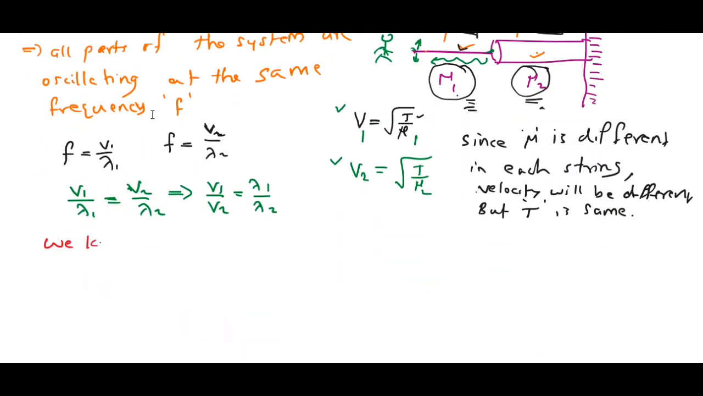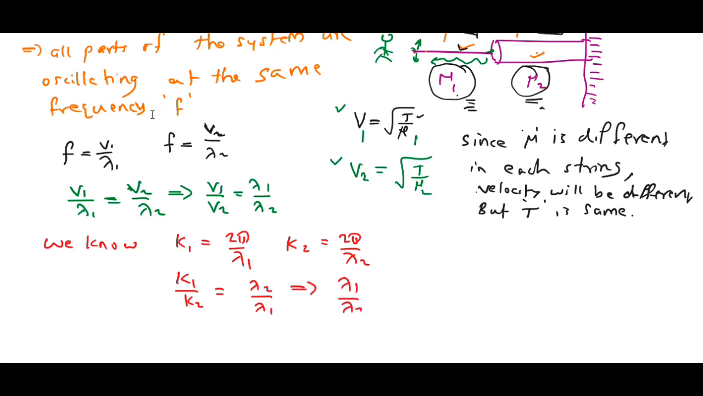We know that k1 is equal to 2 pi by lambda 1. Similarly, k2 is equal to 2 pi by lambda 2. Therefore, k1 by k2 is equal to lambda 2 by lambda 1. We can rearrange the terms: lambda 1 by lambda 2 is equal to k2 by k1.